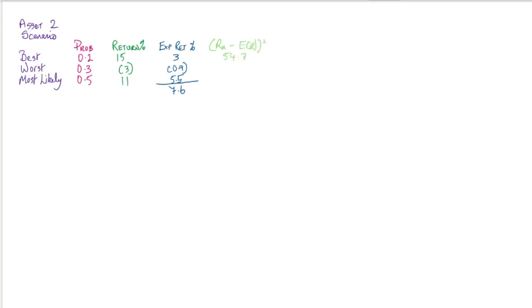Subtract that 7.6 from each of the original returns, and you end up with a set of figures, and then square them, and then finally multiply that by the probability, and that gives you, for each of your possibilities, a figure. Add the three of those up, and that gives you the variance.